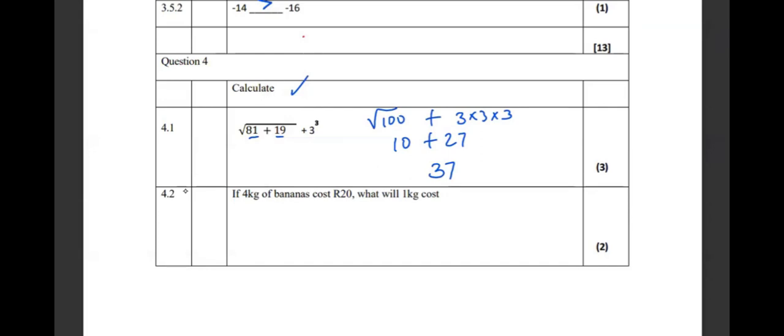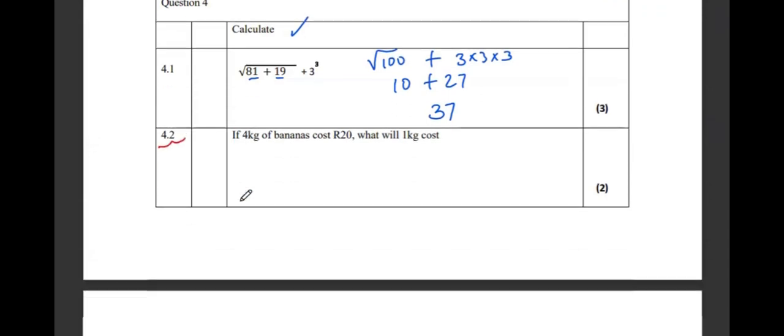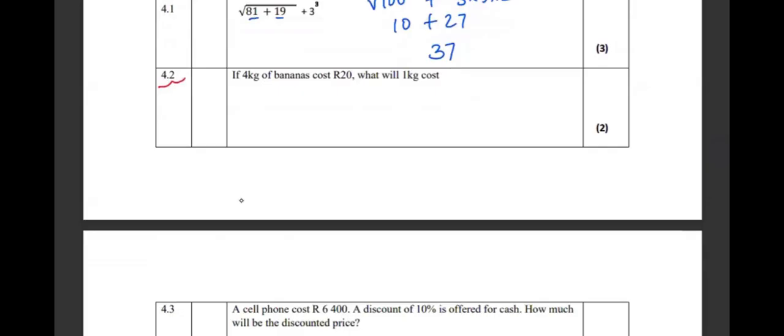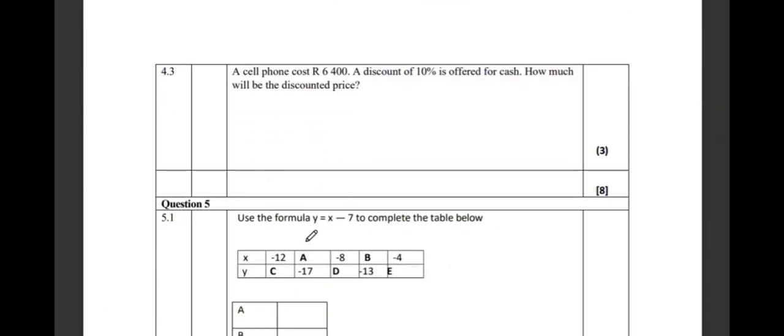Then 4.2. If 4 kilograms of bananas are costing 20 rands, how about 1 kg? We're just going to divide 20 rands by 4, which means 1 kg is costing just 5 rands. Then 4.3, a cell phone is costing 6.4. There's a discount of 10% if you pay cash. How much is the discounted price? So how much will someone pay if we put a discount?